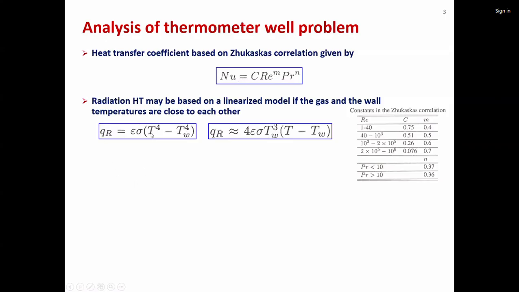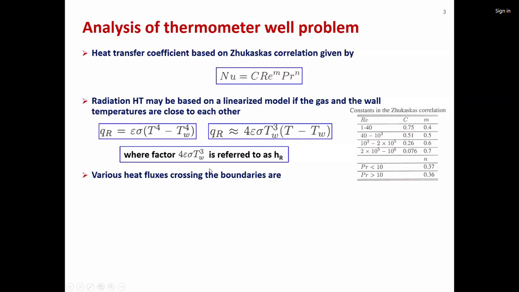So in most scenarios, you can linearize this equation. You can approximate the radiation heat transfer as 4 epsilon sigma T wall cubed into (T minus T wall). So now you can see that the temperature is a linear function. This factor, 4 epsilon sigma T wall cubed, is referred to as the radiation heat transfer coefficient.